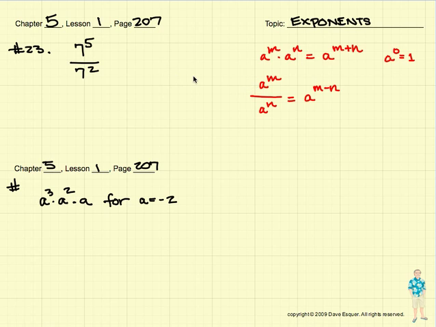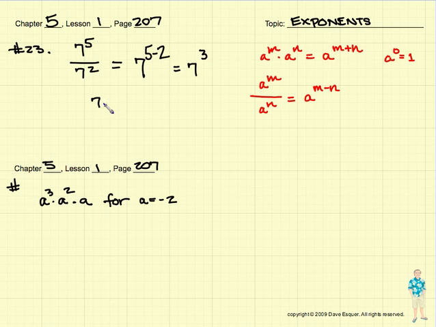Chapter 5, problem number 23. Let's begin. 7 to the 5th power divided by 7 to the 2nd power. Well, that looks like this one with the division, so that looks like 7 because it has the same base. And all we're going to do is subtract, 7 take away 2, which is going to give us 7 to the 3rd power. And I think that's all we had to do.